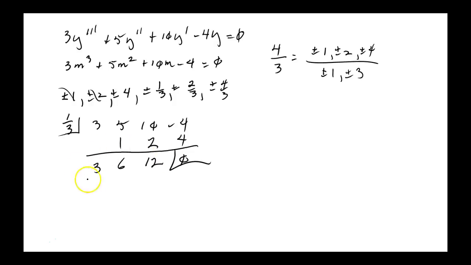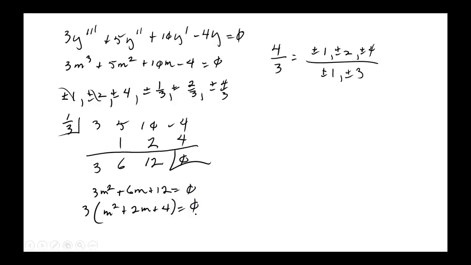But guess what? You're down to a quadratic, aren't you? Okay. So what do we have here? This is 3m squared plus 6m plus 12. What's the first thing you notice you can do there? Factor out a 3. And then you have m squared plus 2m plus 4.